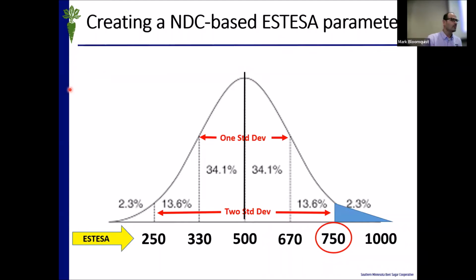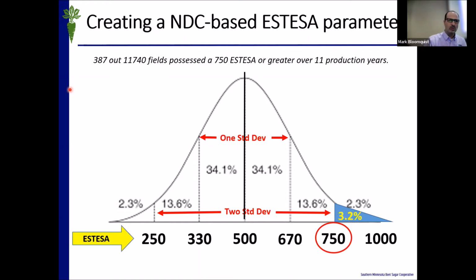And I also wanted to make some of these numbers relate to a normal distribution curve, specifically when we're looking at that 750. So what we did is we looked at that 750 ESTESA score. 387 out of 11,740 fields possessed a 750 ESTESA score or greater. So although a normal distribution curve would say that 2.3% of the population exists beyond that second standard deviation, in reality, across your fields over 11 years, there was about 3.2% that stood above that. I'm okay with that number because that's a pretty representative number of a normal distribution.